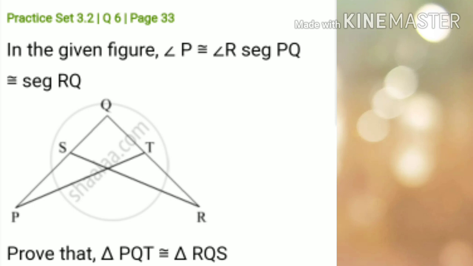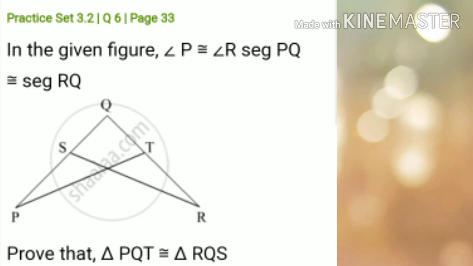Question number 6. In the given figure, angle P is congruent to angle R and segment PQ is congruent to segment RQ, and you have to prove that triangle PQT is congruent to triangle RQS. So first of all, write the name of the triangles on which you have to focus. Here the two triangles' names are given in the question. So the two triangles are PQT and RQS. Given in the figure, angle P is congruent to angle R, and segment PQ is congruent to segment RQ.